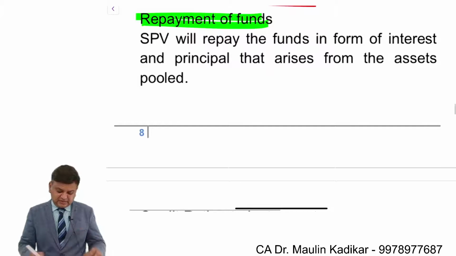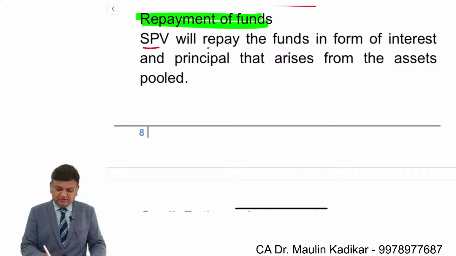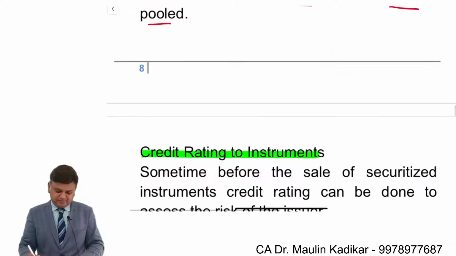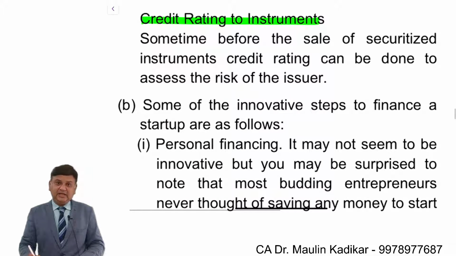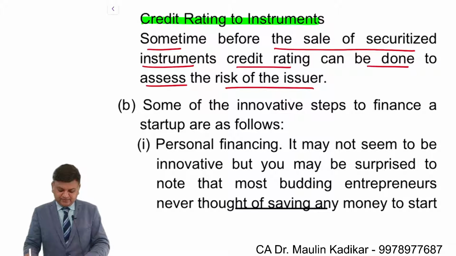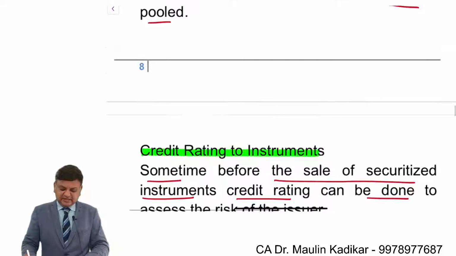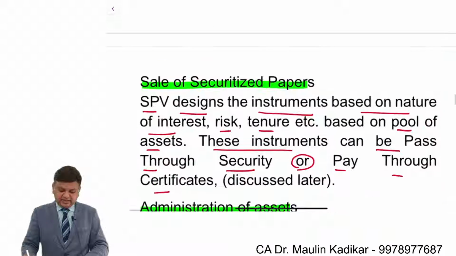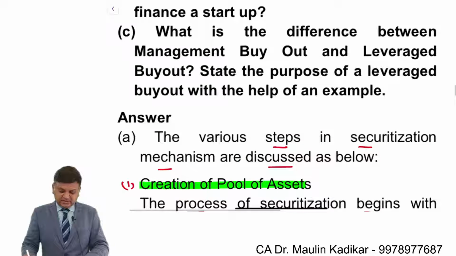Repayment of the funds. Special purpose vehicle will repay the funds in form of interest and principal that arises from the assets pool. Credit rating. Before the sale of securitized instrument, it is always that credit rating can be done to assess the risk of the issuer. That is basically the risk that the investor has for making investment over here. This is what we understand.